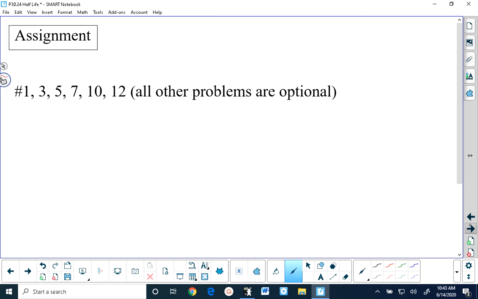And that's it. Very, very short lesson. There are some problems listed. These are the problems on the following page: 1, 3, 5, 7, 10, and 12. Any other problems are optional. We have one more lesson we're going to be covering on Wednesday. And it's going to be looking at the properties of fission and fusion, and then we will be done with the content for the course.